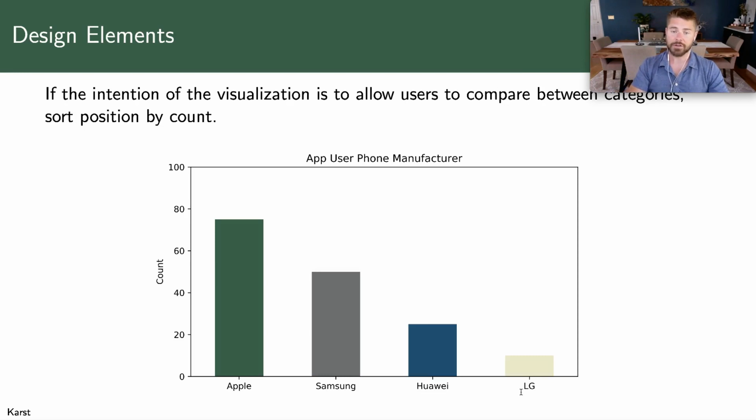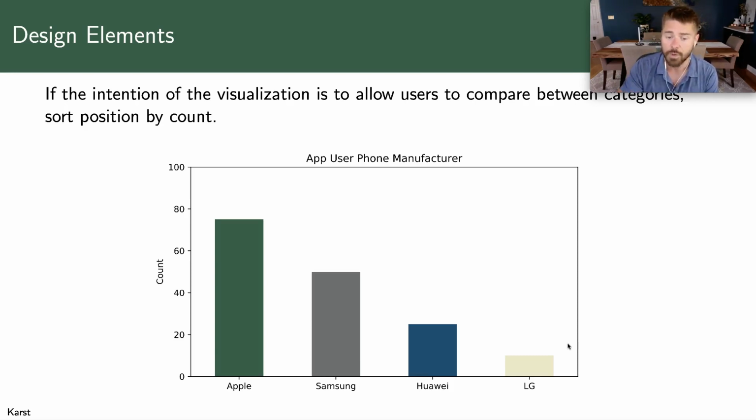If, on the other hand, your question was, what are the top selling phone brands? Same data set, same data, but different question, then you might want to organize this axis not alphabetically, but by count. I know that seems silly, but this is the type of thing that distinguishes a just okay visualization from a very high quality visualization: tying that business question in as much as you can.